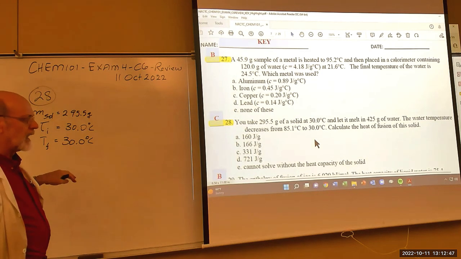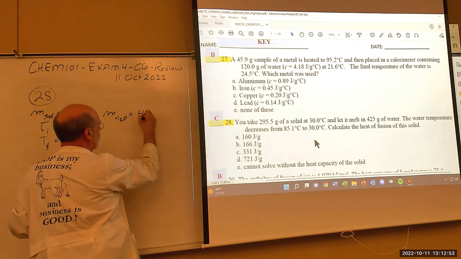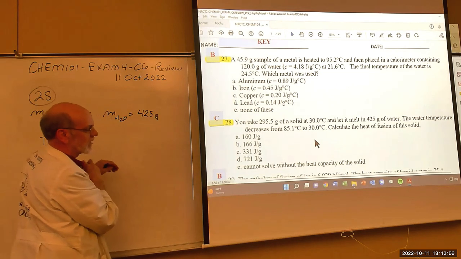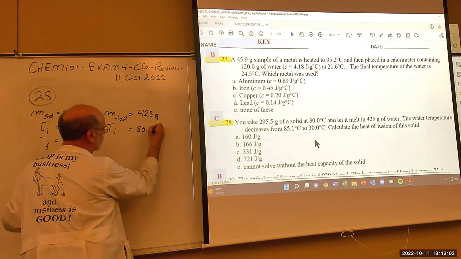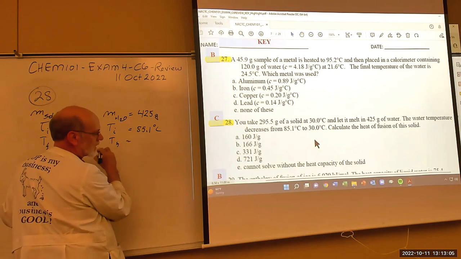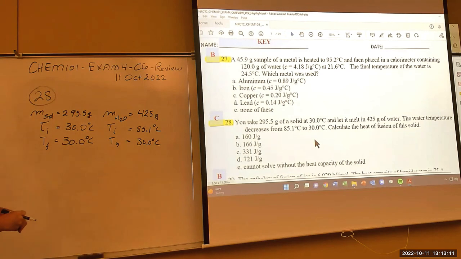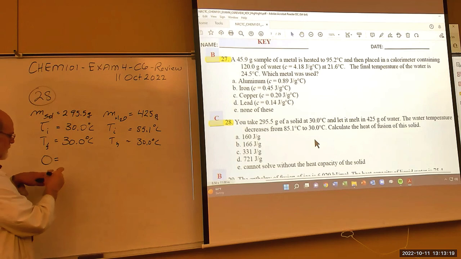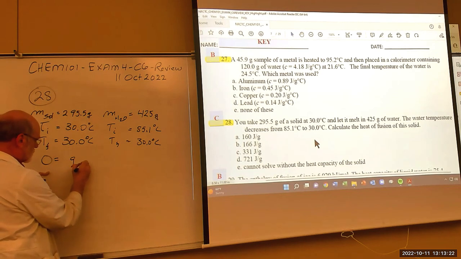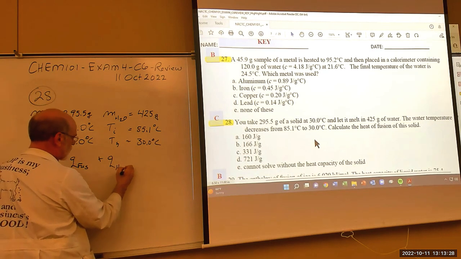But for the water, the mass of the water is 425 grams, okay? And the water temperature initial is 85.1 degrees C, but its final temperature is 30 degrees. That's same as this one. Okay, so here's what's going on. You can still set it up like our Vegas problem. So the heat of fusion of that solid plus the heat change of water must be zero.